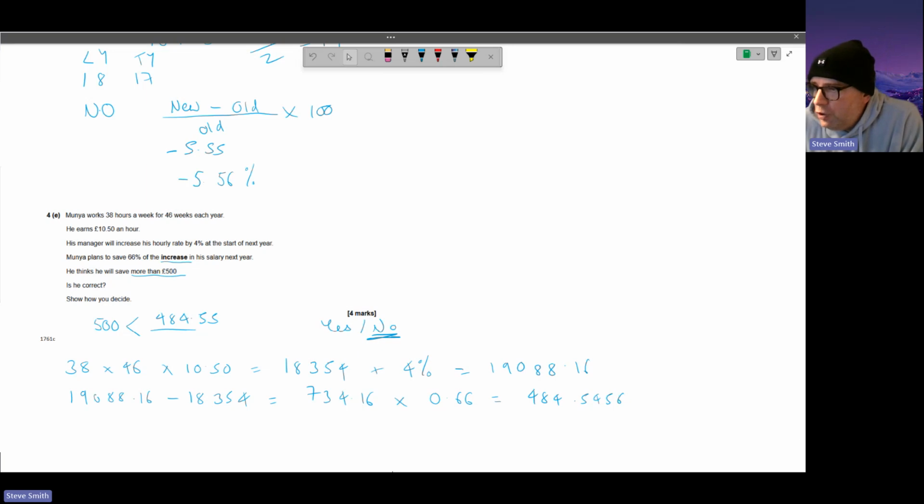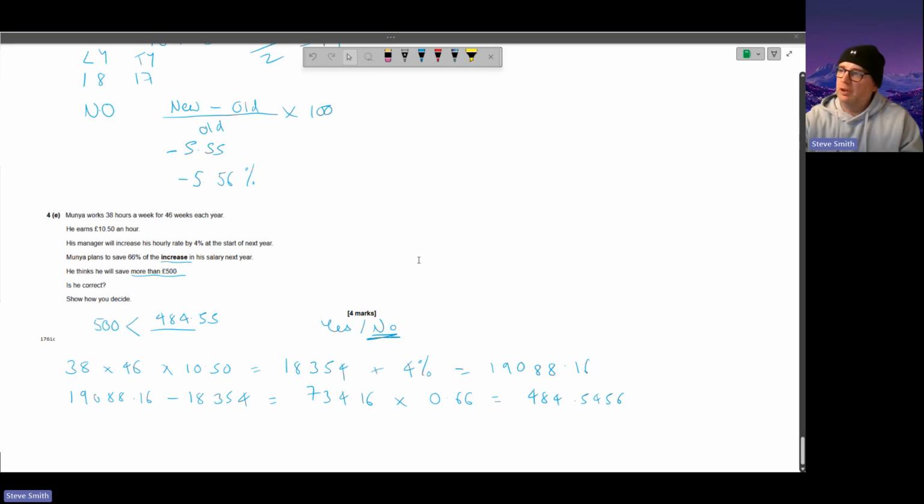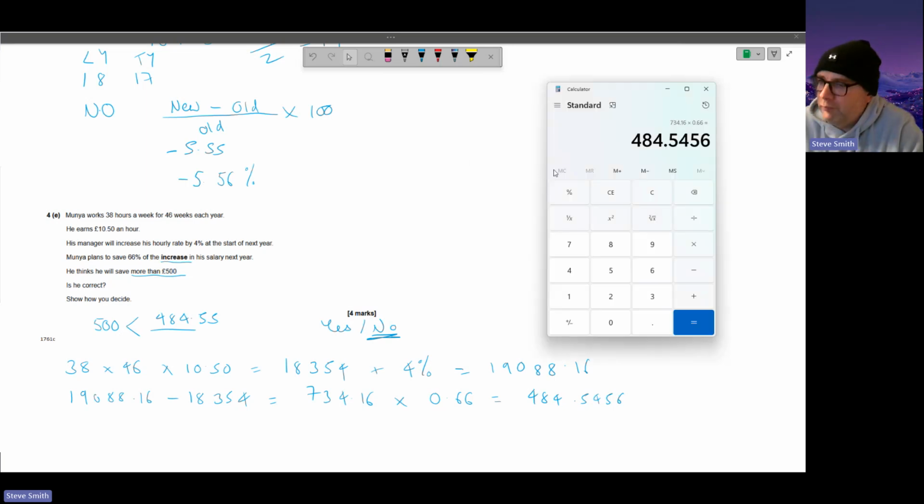I was just thinking there, I could have probably missed that part out, couldn't I? Had I been smart enough, I could have just added 4%. How could I have worked out what the 4% was? Yes, I could have just done 18,354 times by 0.04. Is it 4%? Yeah.